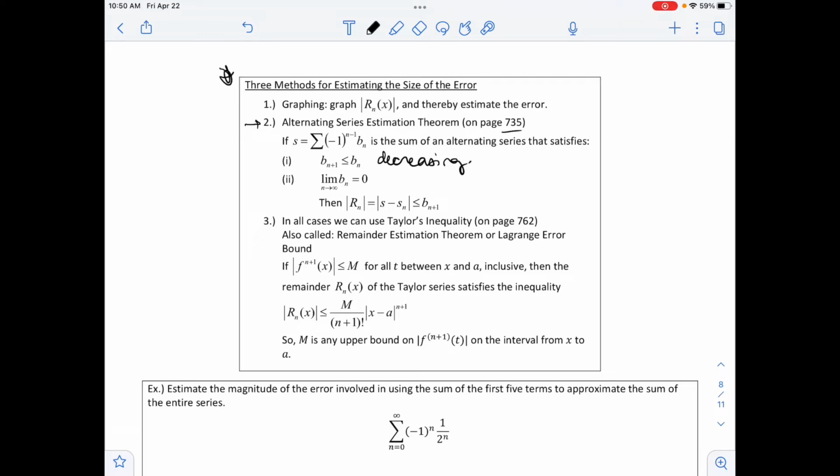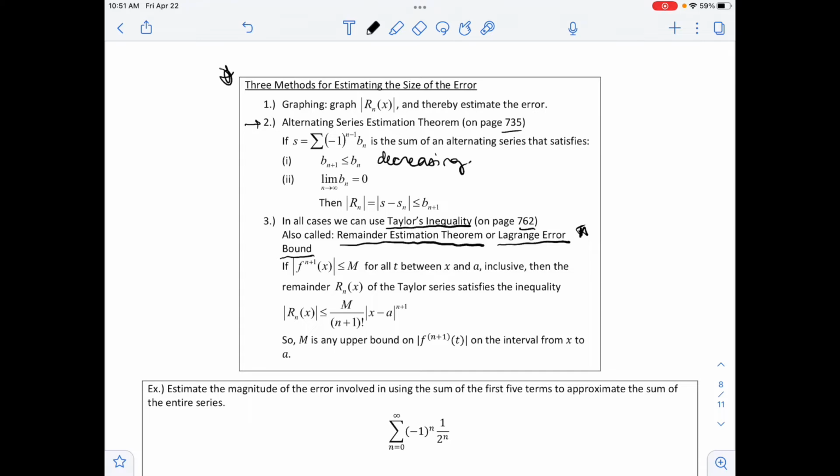Third says, in all cases we use Taylor's inequality. And this is talked about on page 762. This is also called the remainder estimation theorem or Lagrange error bound. So make sure you know all the wording that we have for this.